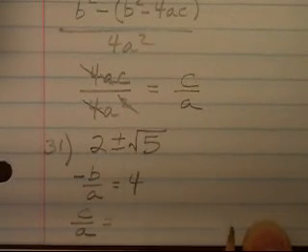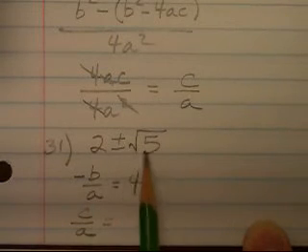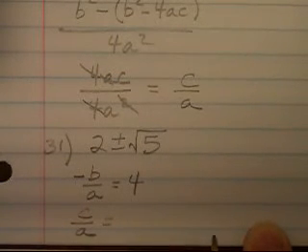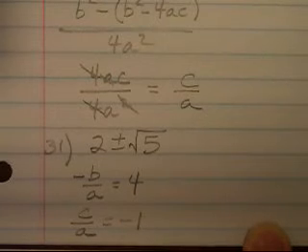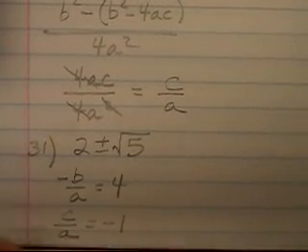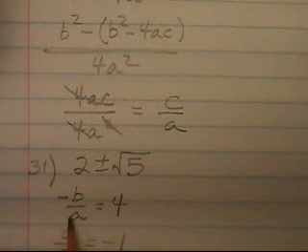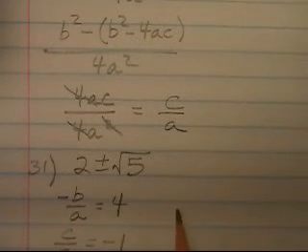Well, this is the factored form of a squared minus b squared. That'll be 2 squared minus the square root of 5 squared. 4 minus 5, or negative 1. So, let's just pick something here. Suppose a were 1. If a is 1, then the opposite of b would be 4.